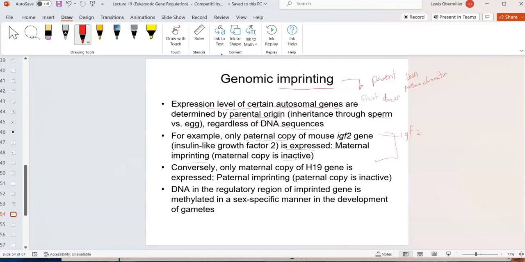So there's another gene called H19. Only mom's copy of that is expressed. So it's paternally imprinted. That means dad's copy is not active. So the DNA in these regulatory regions of imprinted genes is methylated in a sex-specific manner when the gametes are formed.